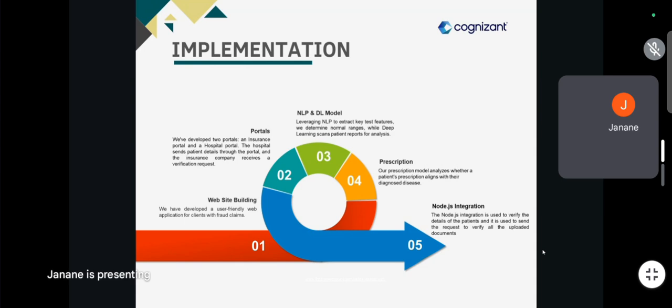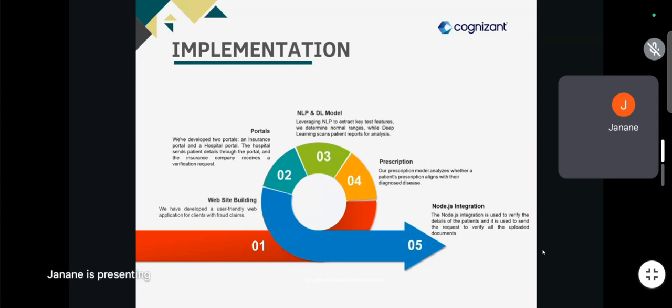And the third implementation is the NLP and DL model. We have used a machine learning model in order to verify the report provided by the patient. So we have built a machine learning model which will be used for the verification of the report provided by the patients. And we have also created a DL model. Here, the DL model is used for verifying the CT scans provided by the patients in the hospital portal.